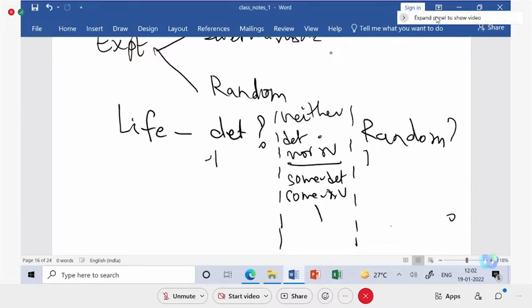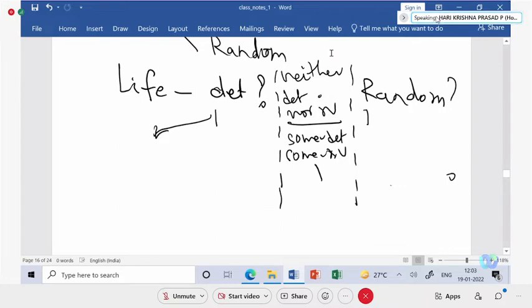Any other response, please? How can you say that life is deterministic? The person who said life is deterministic, can you please tell me the reason why you conclude that? Sir, I thought it will not always be a random thing. Correct. Okay. But when option 3 was introduced, I thought option 3, neither, would be right. Mixed, I agree.